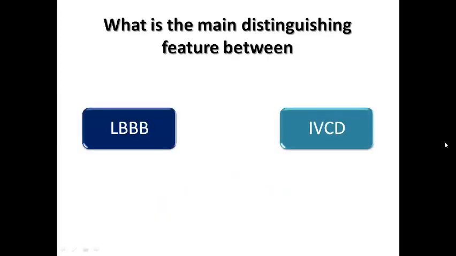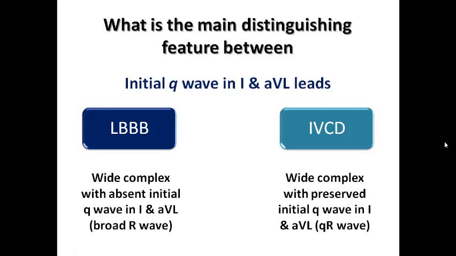So how can we differentiate between left bundle branch block and intraventricular conduction delay? The answer is in the initial Q in 1 and aVL. In left bundle, the left to right septal depolarization is absent, and so there is absence of initial Q in 1 and aVL, just a broad R wave. In intraventricular conduction delay there is preserved initial Q in 1 and aVL because the septal depolarization is still present, but it is slowed down.